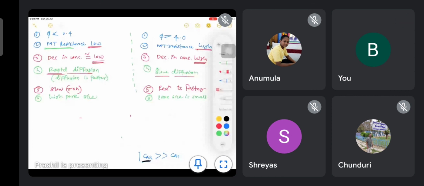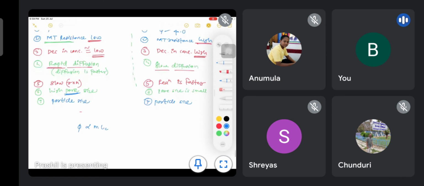Okay, here using this you can see I am writing another thing. Seventh point, that is particle size. That was pore size. This is particle size. Here also particle size. Your Thiele modulus phi is equal to m into Lc, right? So phi is directly proportional to your characteristic length, that is directly proportional to particle size, right?